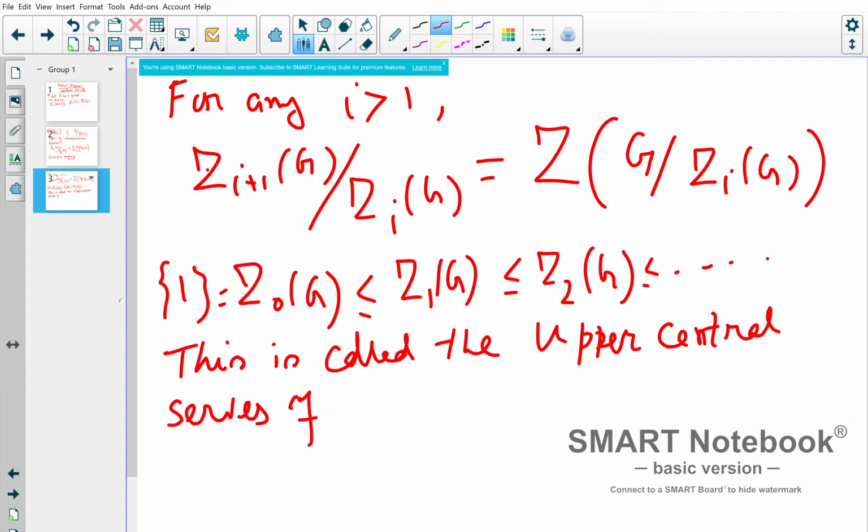So what do we mean by upper? Upper means that this is an ascending chain of subgroups. All the subgroups are normal in G, and you can also prove that they are in fact characteristic. But I only need the normality property, because they are the centers of these quotient groups, so they are obviously normal. So the question is: does this kind of series end with G or not? Can you find out whether it becomes G or not?